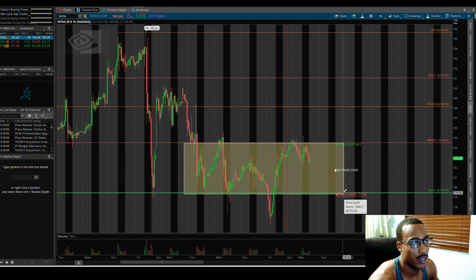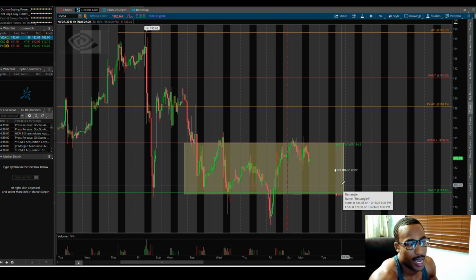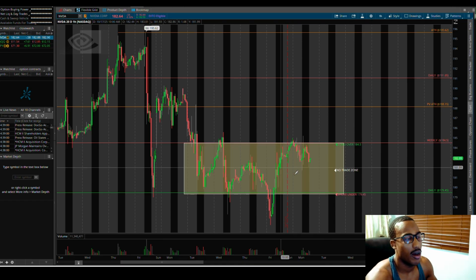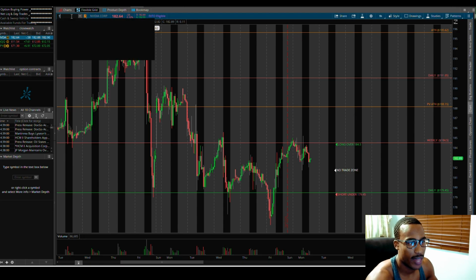Now, what do I love about no trade zones? In my opinion, I do love consolidation periods. Why? It makes trading easier, because now I just sit on my hands and wait for a break and retest to either side. That's all you do. We saw that today on QQQ, we saw that on SPY, and we're still waiting for that on NVIDIA.